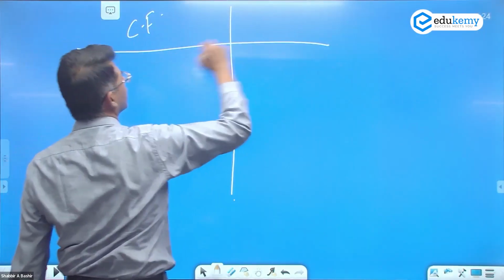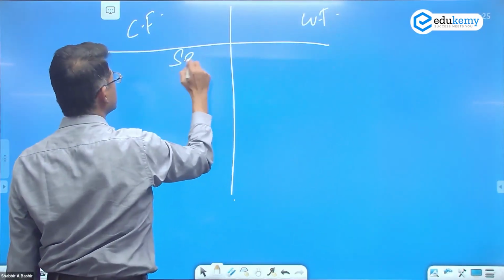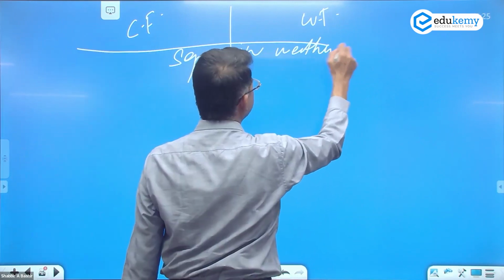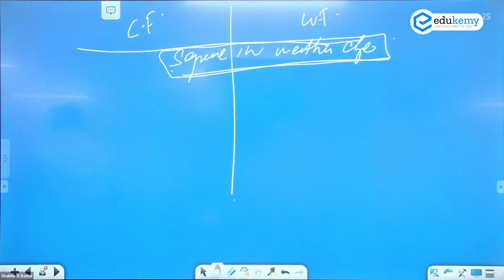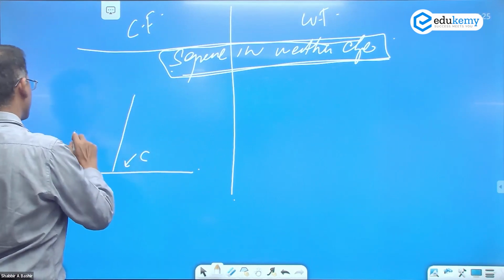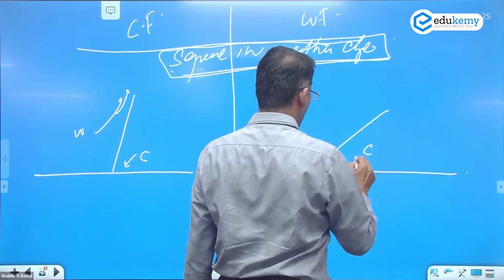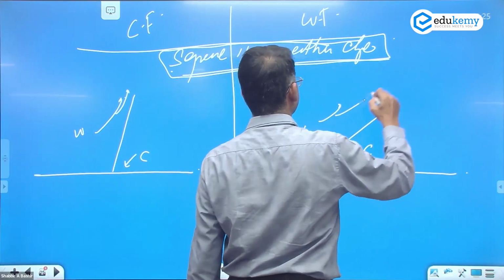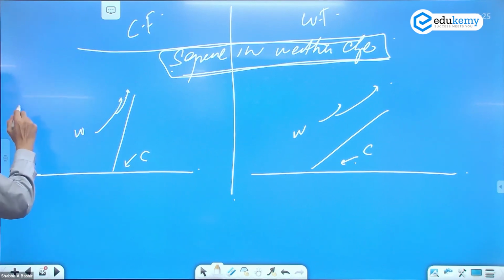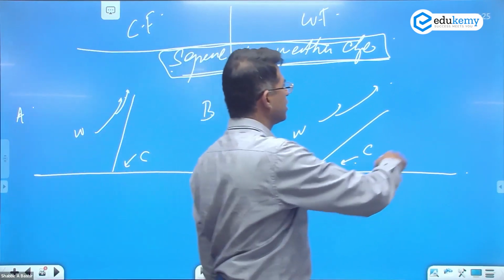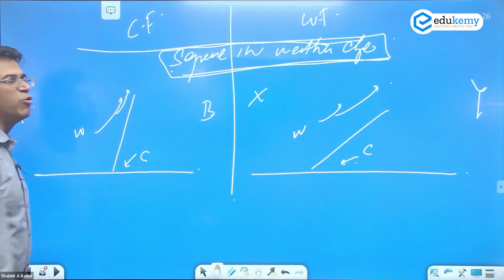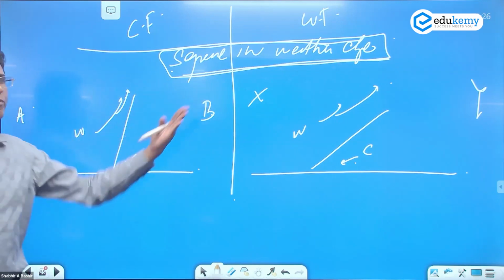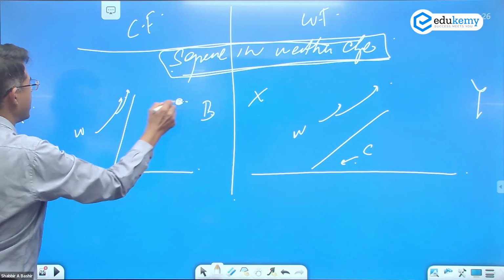Cold front, warm front. What is the sequence in the weather change? Important discussion hai. What is the sequence in the weather change? Cold pushing, warm pushing and rising. Cold pushing, warm pushing and rising also here. Say, think of this as A, this as B, this as X, and this is Y. Agar cold more active hai, how is the whole system moving? From B towards A or A towards B? It's moving from your right towards your left.